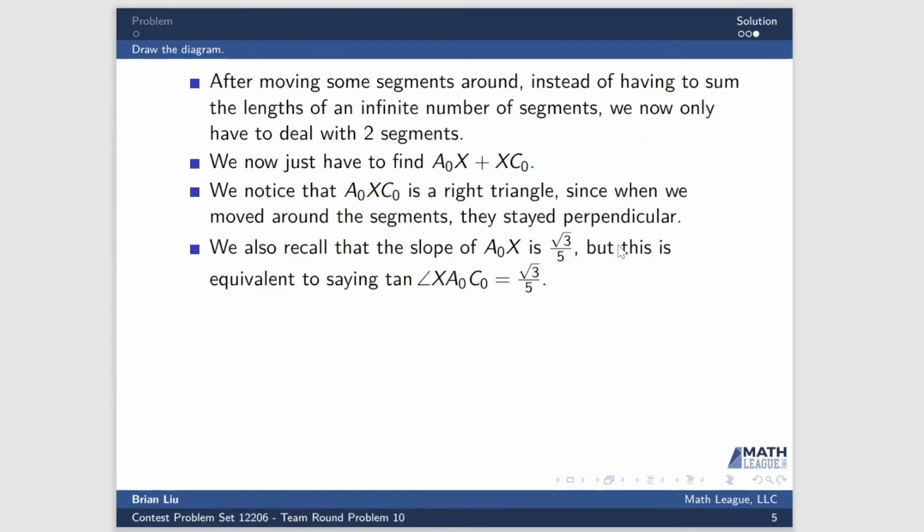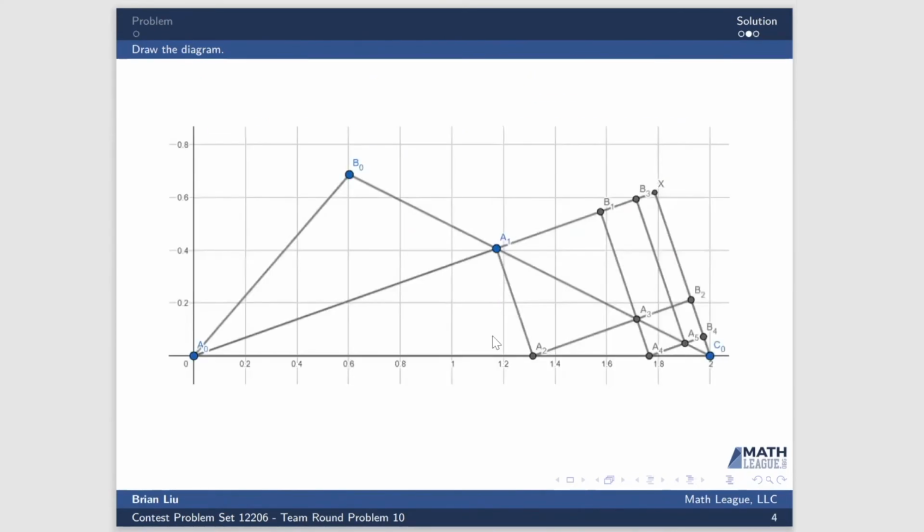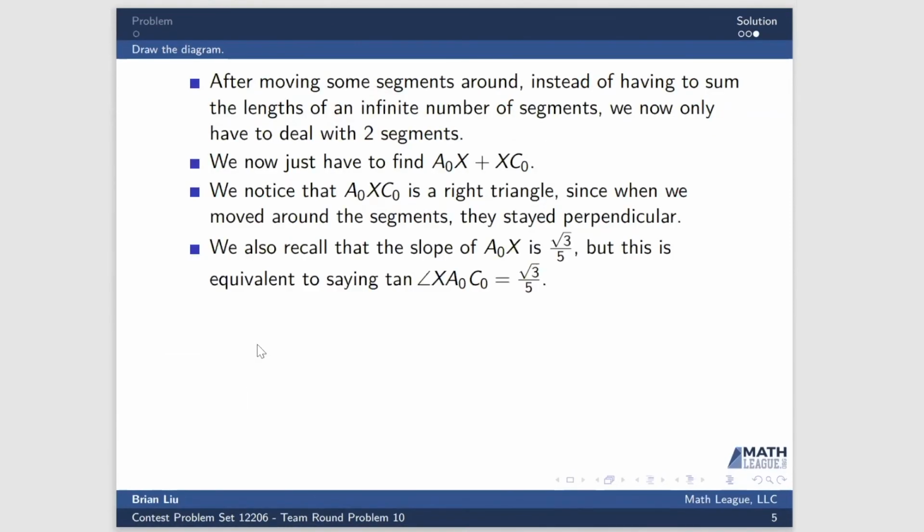And what else do we know? One important piece of information that we haven't used yet is the slope of A0X. What does slope mean in this instance? Slope tells us the angle it makes with the x-axis, and the x-axis here is just A0C0. So this is equivalent to saying that the tangent of this angle of the right triangle is equal to √3/5.